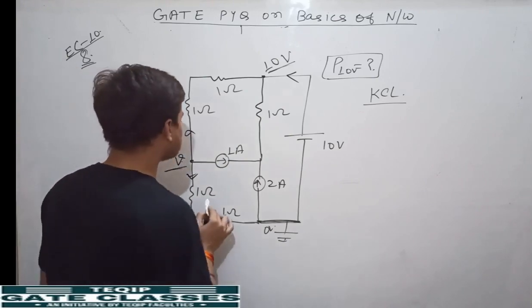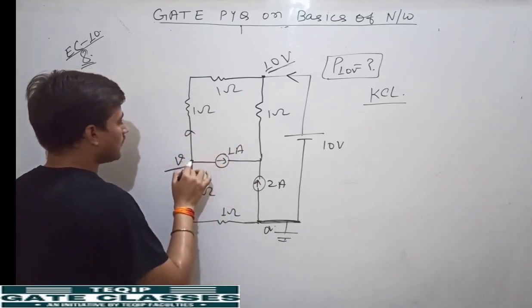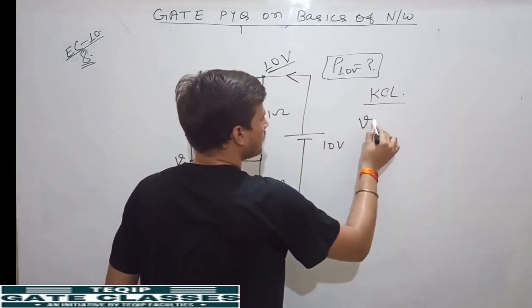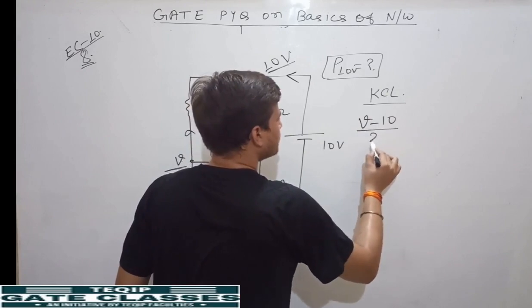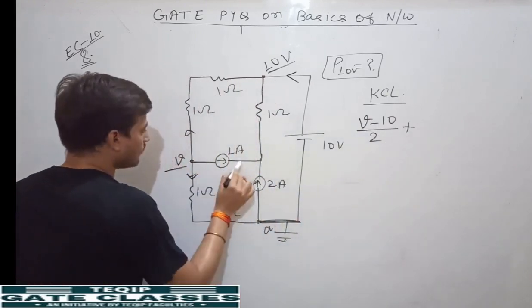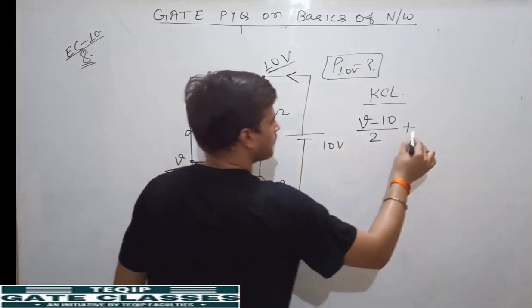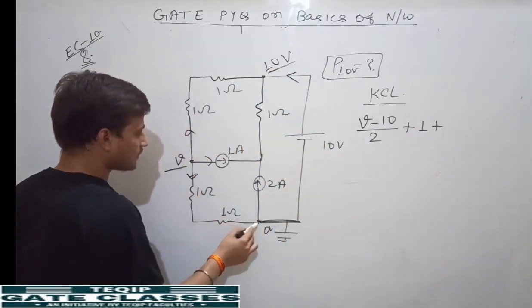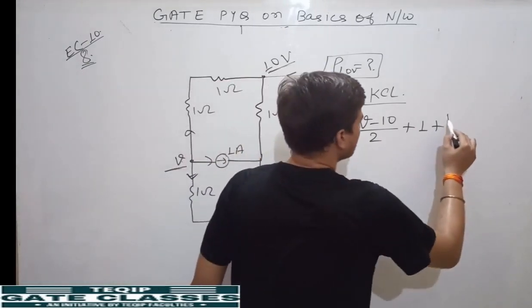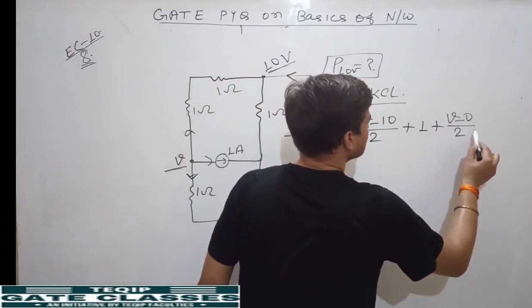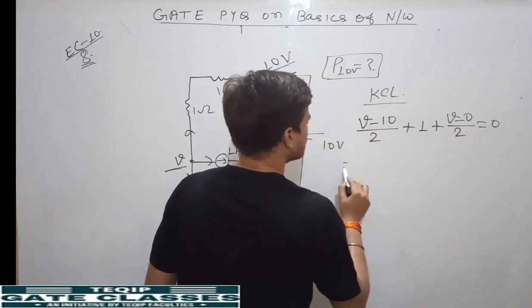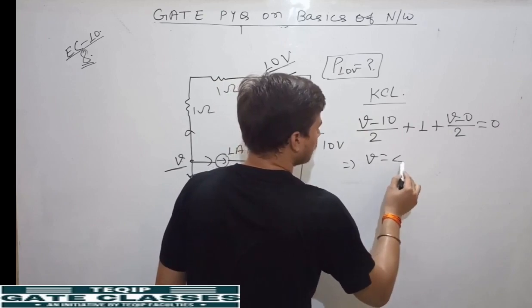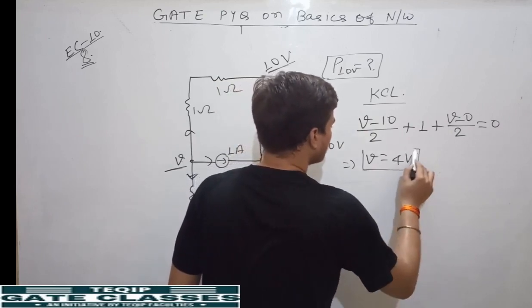So let us see. The first current is, here the potential is V, here the potential is 10 volt. So what will happen? (V minus 10) divided by 2 plus, second, 1 ampere of current is coming out, plus 1, plus, third part is (V minus 0) divided by 2, it will be equal to 0. So you can say from here V is equal to 4 volt.